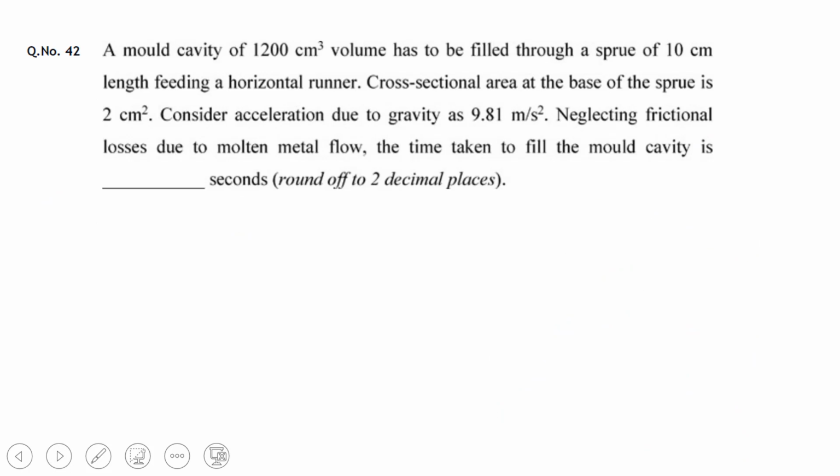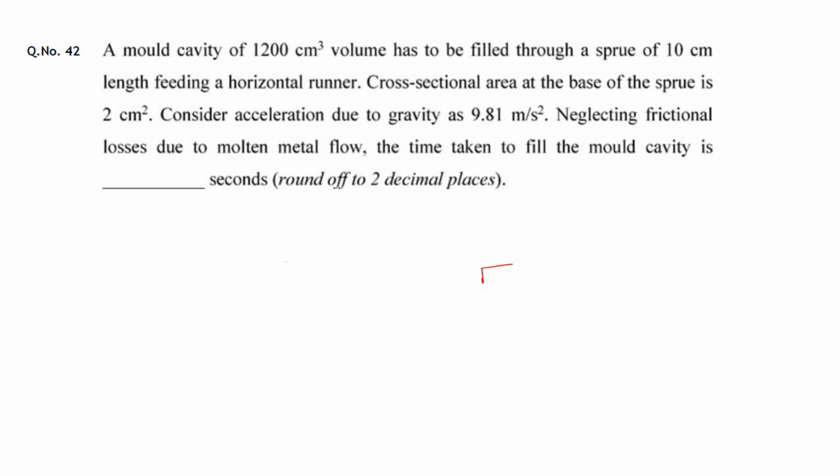Now let us move on. A mold cavity of 1200 cm cube volume has to be filled through a sprue of 10 cm length feeding a horizontal runner. The cross-sectional area at the base of the sprue is 2 cm square. Consider acceleration due to gravity as 9.81 meter per second square, neglecting frictional losses due to molten metal flow. The time taken to fill the mold cavity is in seconds, right? So we need to calculate.